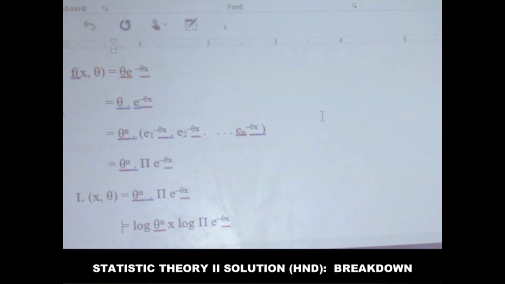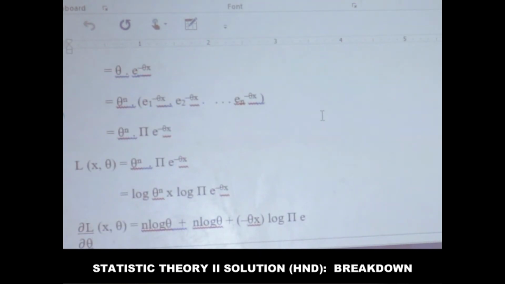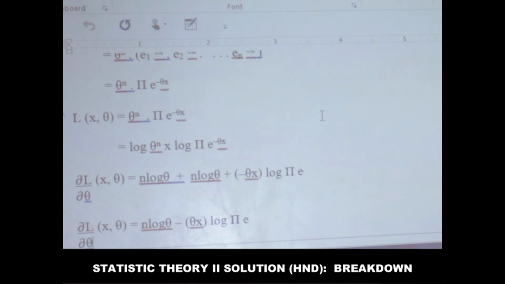Now we introduce the likelihood function. The likelihood function L of x in bracket theta is equal to theta raised to power n dot sigma e raised to power minus theta x. Okay. Now we have log theta n, change that dot to multiplication sign, times log sigma e raised to power minus theta x. Then now we have gotten our likelihood function.